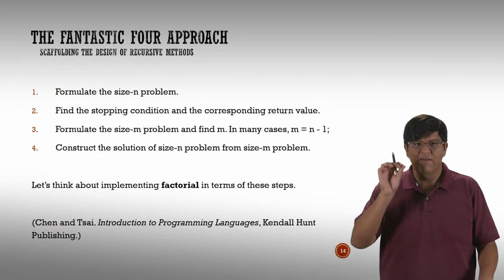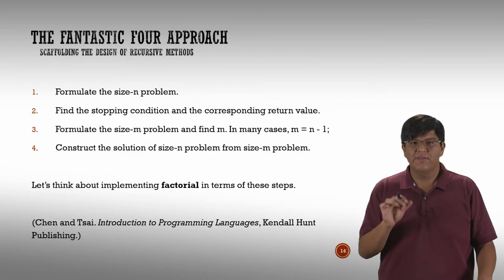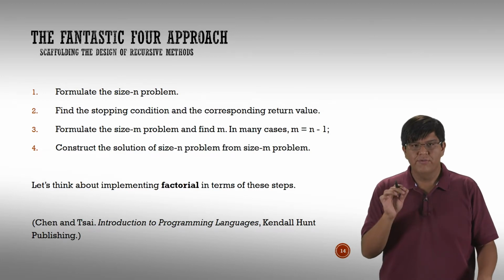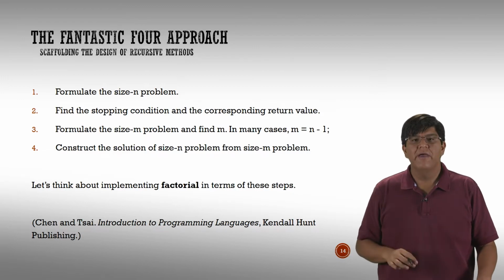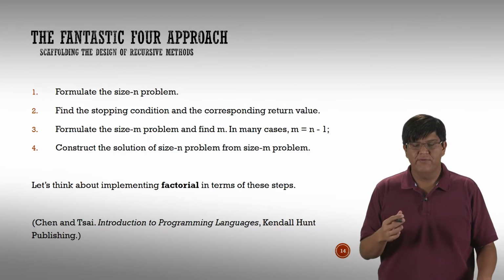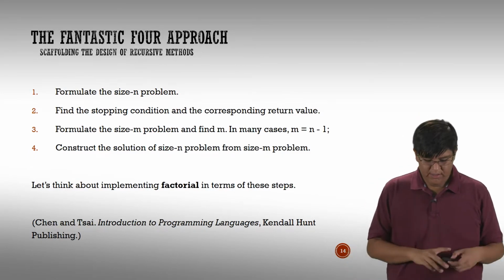So to me, it's kind of like a scaffolding approach: if I do these steps right, I'll get all the bits and pieces that are important for recursion. So that's what we're going to go through. We're going to go through the different parts of Fantastic Four in terms of doing factorial, which is very simple, but really just for illustration here. And later on, we'll do a couple more complicated examples using Fantastic Four to show how it can be used in more scenarios.